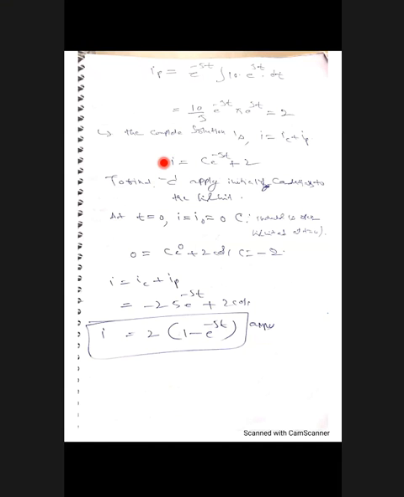If you substitute in this equation, we can get I is equal to minus 2 into e to the power of minus 5t plus 2. Sir, there is no 5 there, only minus 2 is there. Correct. So here 2 is common, this gives 2 into 1 minus e to the power of minus 5t. So what is the unit of current here? Amperes. Once we know the current, we can find the voltage drop across resistor, voltage drop across inductor, and current flowing through resistor and inductor.